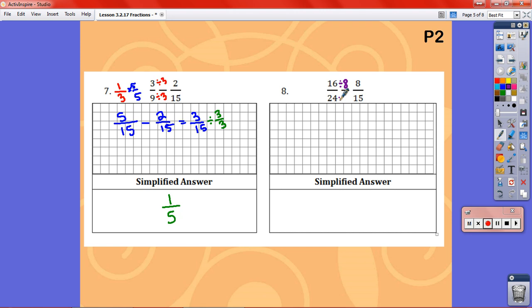Because if I count by 8s, I get 8, 16, 24. So that means it's 2 out of 3. 2 times 8 is 16, 3 times 8 is 24. And now I need 15ths so that I can subtract. So I'm going to go ahead and multiply by 5 so that I can get 15ths. 2 times 5 is 10. 3 times 5 is 15. 10 15ths minus 8 15ths is 2 15ths, and that's as simple as it gets, so I can put that as my answer.